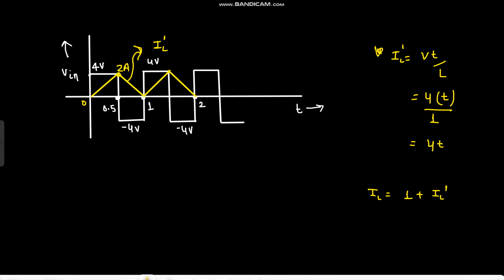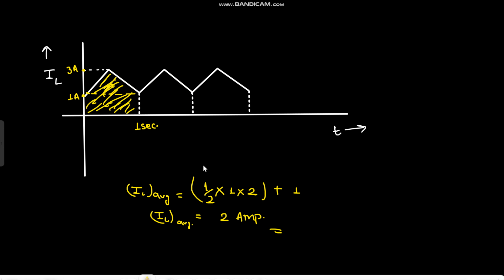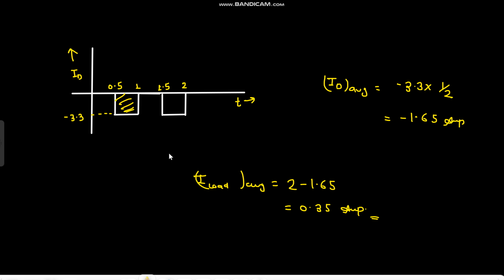So it's a very simple problem. What we did, first we found the value of inductor current, then we took the average. While taking the average, we need to calculate this area and then simply divide it by 1 second, and then we calculated diode current average. Then we added both, so we get 0.35 ampere. So that's the final answer.